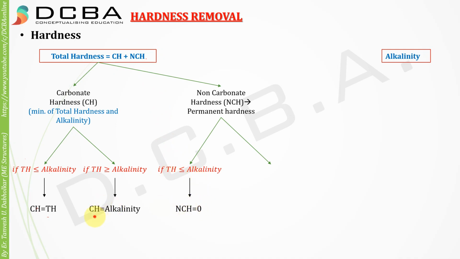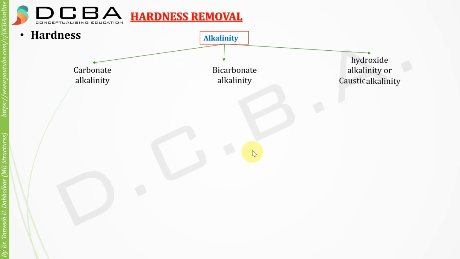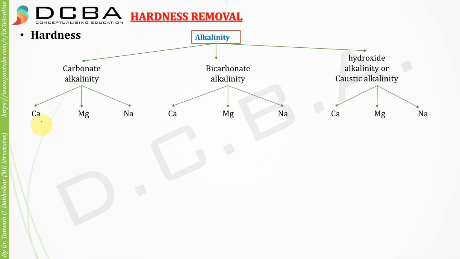And when carbonate hardness is equal to alkalinity, then this is not equal to total hardness, so you can just subtract, that is total hardness minus carbonate hardness, you will get non-carbonate hardness. So this is not 0, okay, this is not 0. Alkalinity, on the other hand, is present as carbonate alkalinity, bicarbonate alkalinity and hydroxide alkalinity or caustic alkalinity. Again, all these three are present in the forms of calcium, magnesium and sodium.